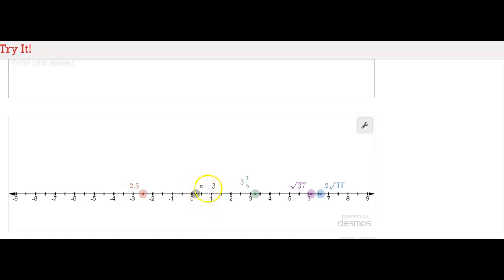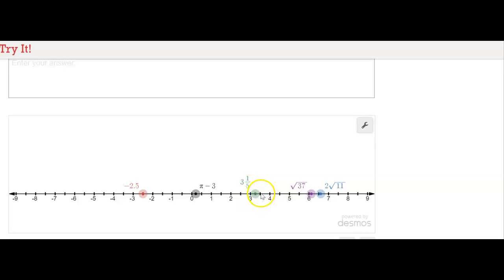And then you have pi minus 3, so you do pi minus 3, and the calculator came out to like 0.0 something. It wasn't even 0.1 yet. So that's where I plotted it. If you want to know the exact number, I'll do it again. So pi minus 3 was 0.14. So that's about there. And then 3 1/5, so 1 divided by 5 gives you 0.2. So 3.2 I put about here.